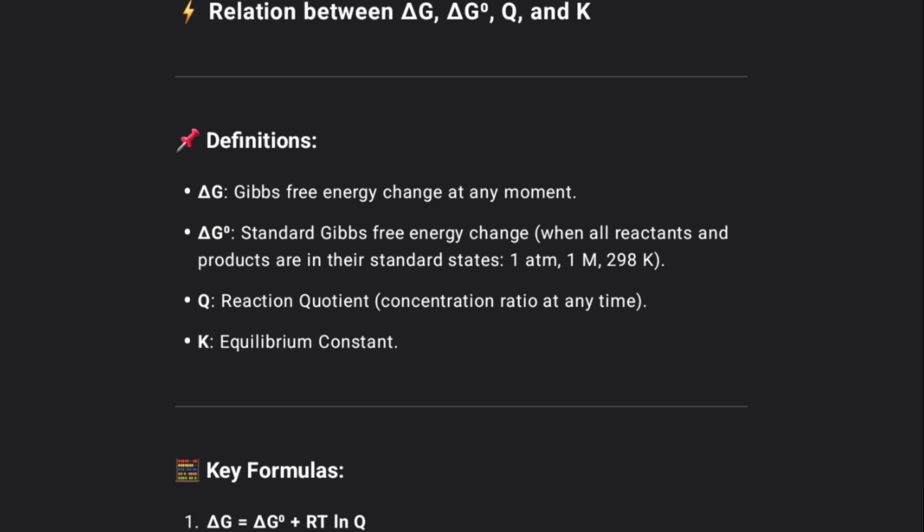Let me go over the definitions. Delta G is the Gibbs free energy change at any moment. Delta G naught is the standard Gibbs free energy change when all reactants and products are in their standard states: 1 atm, 1 M, 298 K. Q, the reaction quotient, is the concentration ratio at any time. K is the equilibrium constant. This gives a clear explanation of the relation between delta G, Q, and K.